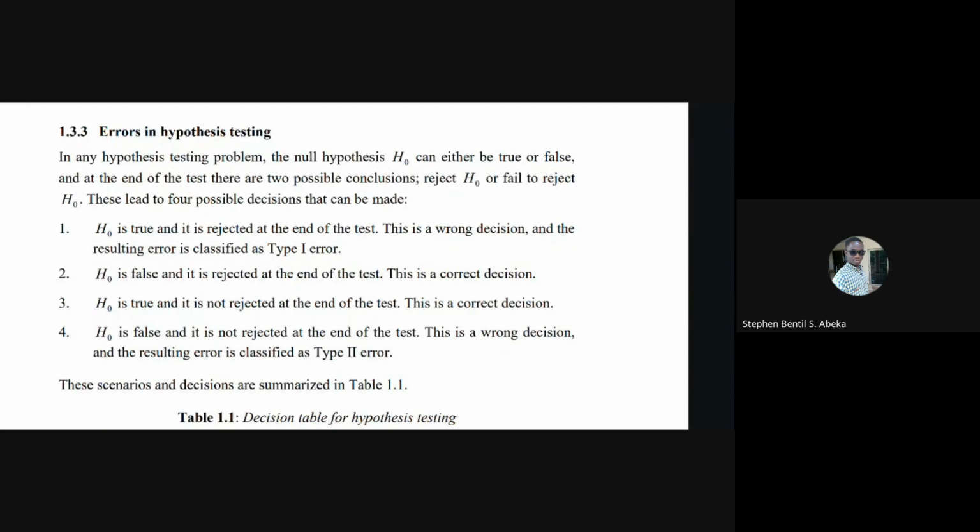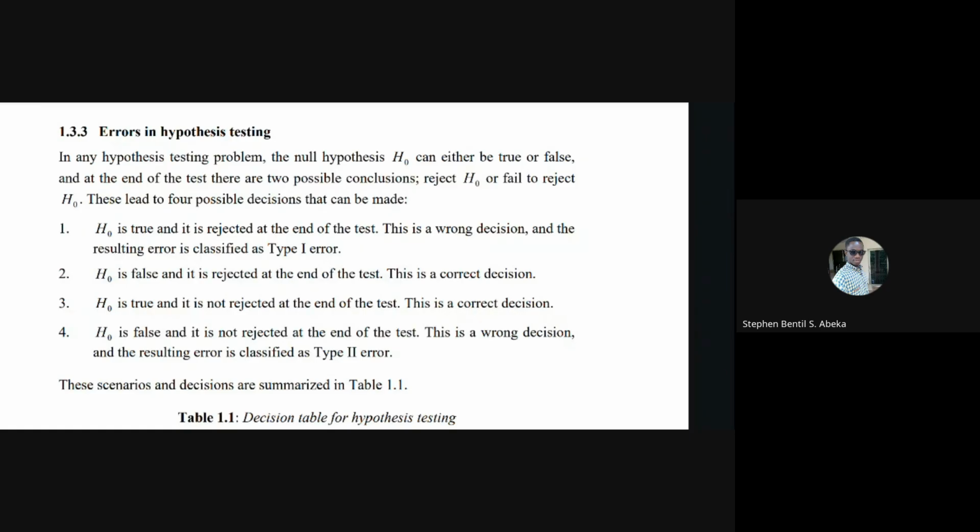In any hypothesis testing problem, the null hypothesis, which is the H naught, can either be true or false. We've already said it. So what the researcher is saying can either be true or false. But at the end of the test, there are two possible conclusions that we are going to draw. It's either I will reject it or I will fail to reject it. That is it. So it's two things.